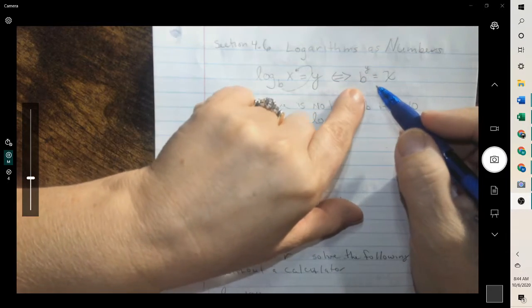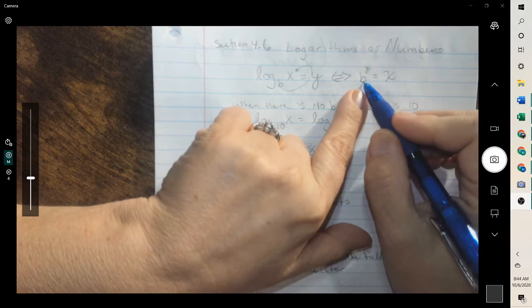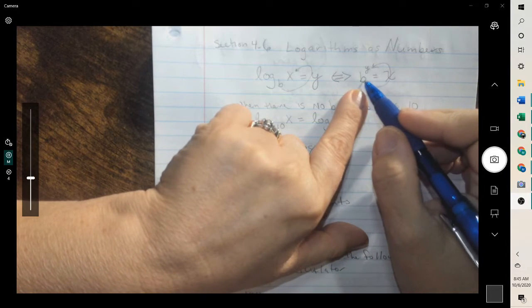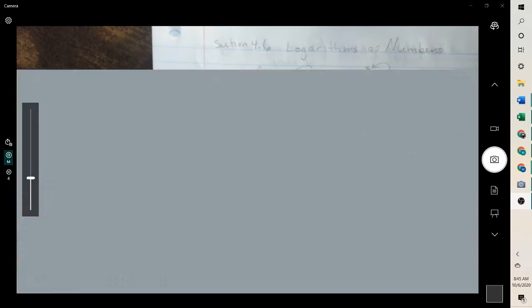Same thing here when you're going around. Start with the base. Log base b of x equals y. Just loop around.